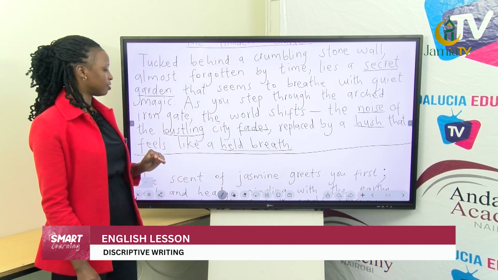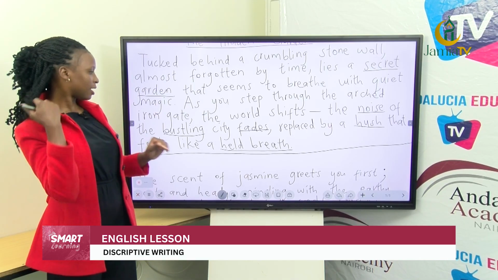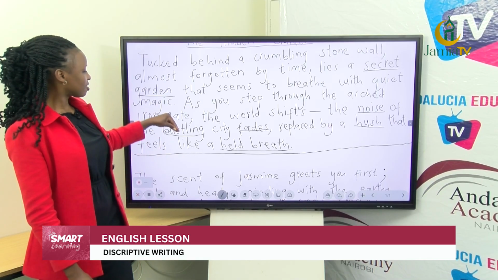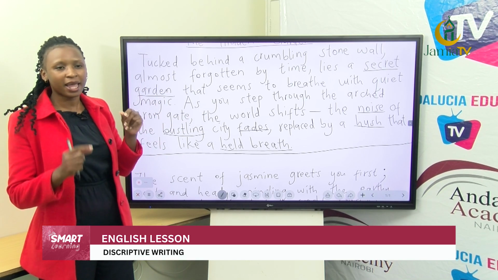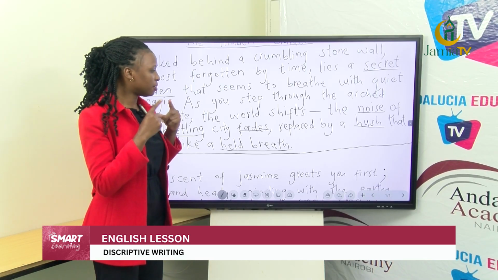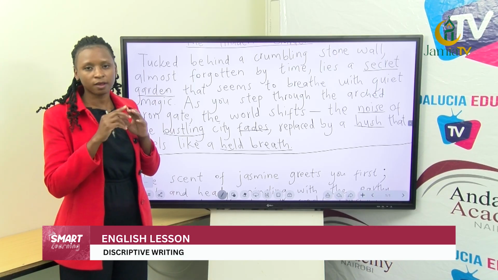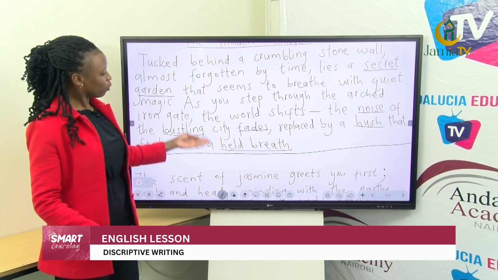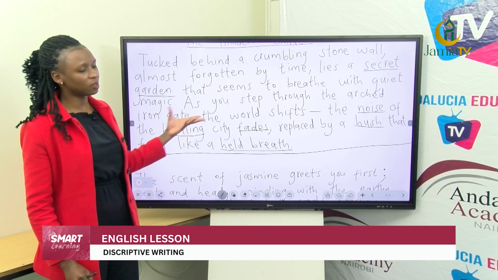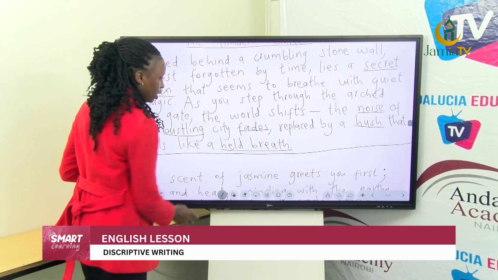The silence when you hold your breath, you're not breathing. The silence when the bustling city is replaced by a hushing sound, very quiet, the peace, the tranquility we find when everything else goes quiet. So if you look at this, it is appealing to the sense of hearing. And remember, we talked about it.